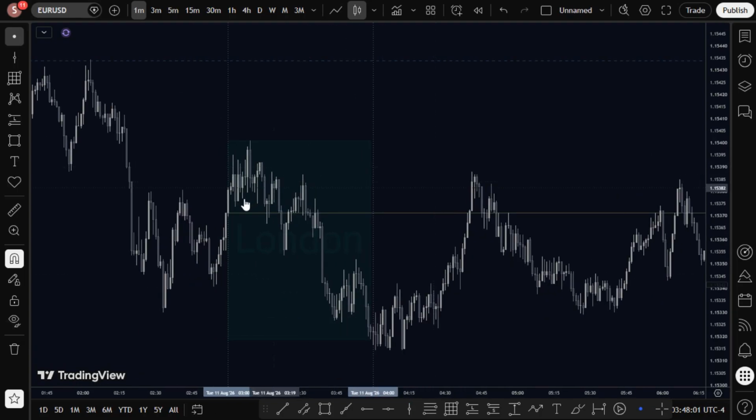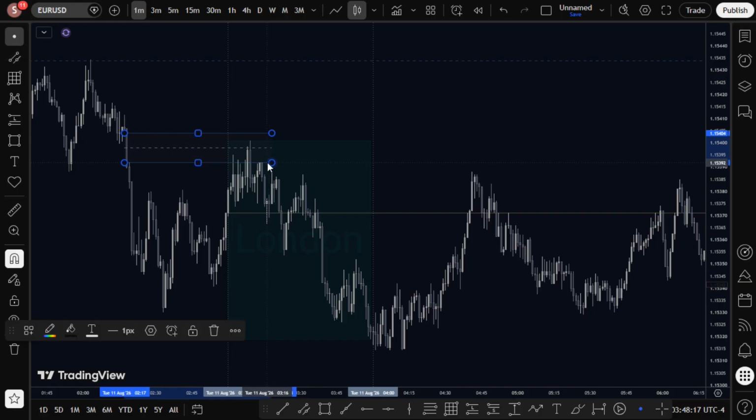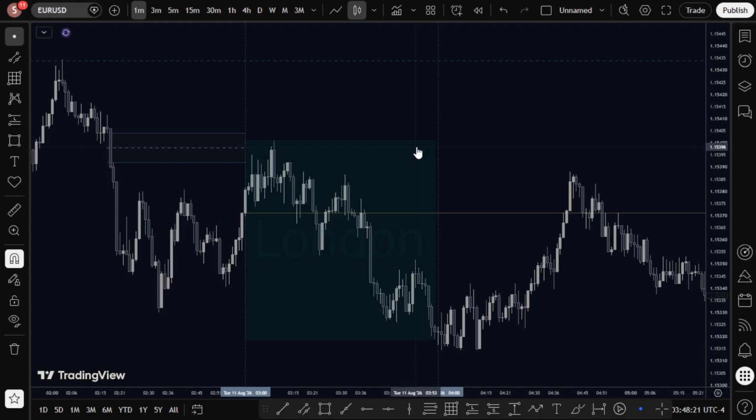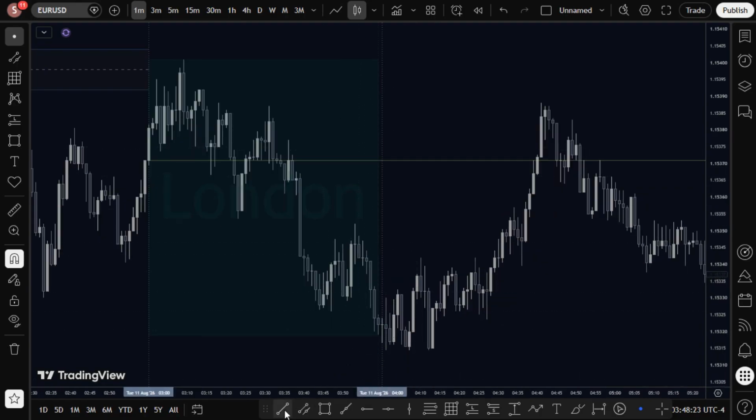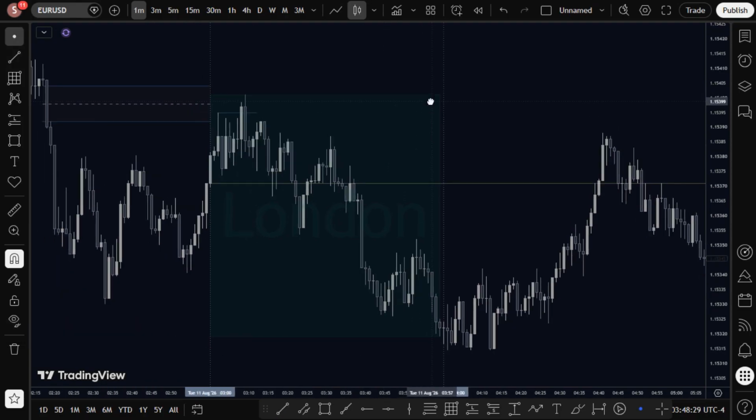So what did price do? At the opening of the 3 o'clock candle, this is London as silver bullet, price ran into this fair value gap, and then swept liquidity. Guys, follow me. Price ran into a fair value gap and swept liquidity. So that's condition number 1.